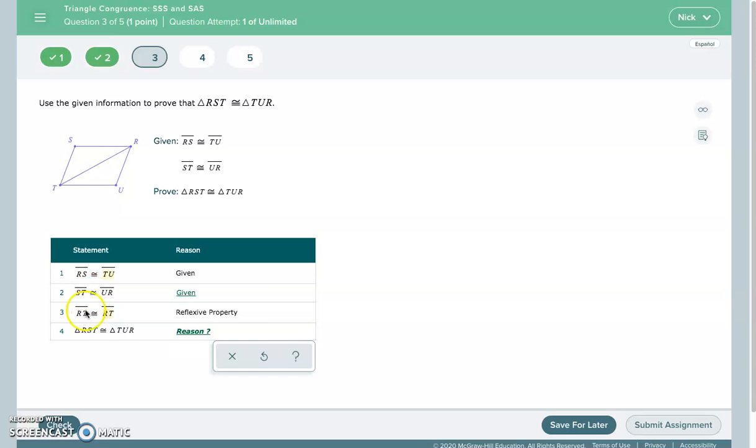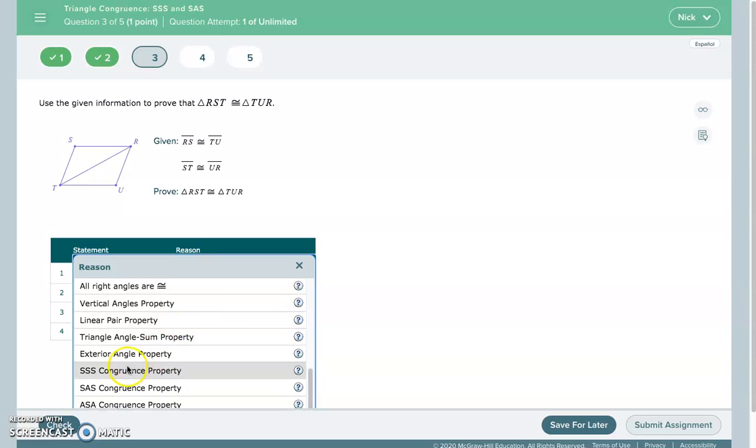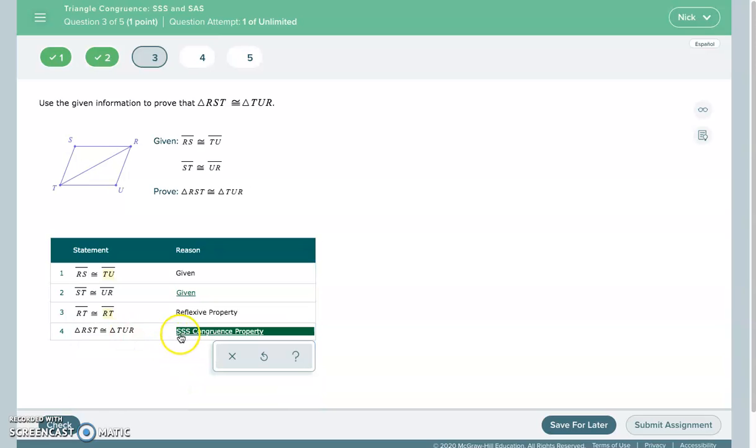So I'm looking at which reason is going to tell me why. In this case, I'm looking at my other three lines because those are all congruent statements, and asking: are they angles or are they sides? In this case, all three of them are sides. So that means I have to scroll down to my SSS congruence property for side, side, side. Three sides that are congruent.